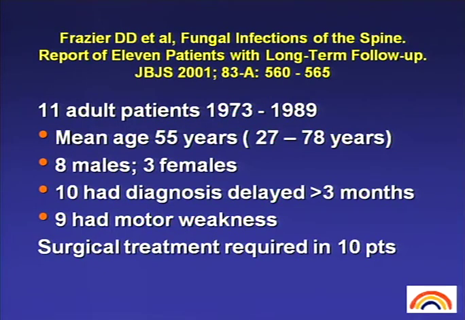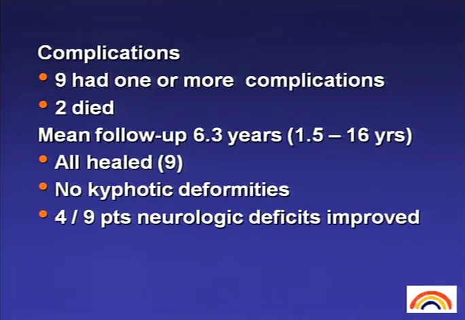Their mean age was 55 with a range of 27 to 78 years. 10 of these patients had symptoms longer than 3 months before the diagnosis was ever made. 9 had neurological symptoms, particularly motor weakness, and surgical treatment was required in 10 of these patients. Complications occurred in everyone. 9 had 1 or more major complications, and 2 of these patients died, 1 in the first couple of weeks post-op and 1 about 3 months post-operatively.